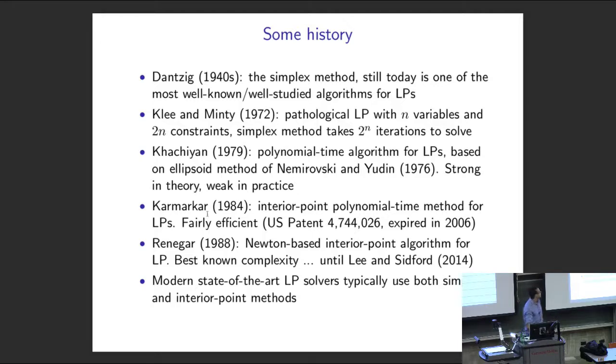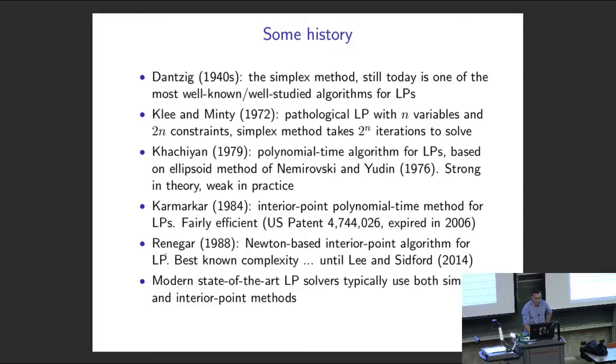Karmarkar is the person who's credited with the first interior point method, really probably ever, but specifically the first polynomial time interior point method for linear programs. And this was actually fairly efficient. This made a very big difference in practice. It was a very important contribution to optimization. It was patented, and actually the patent expired in 2006. So I think somehow he held on to this patent for a very long time.